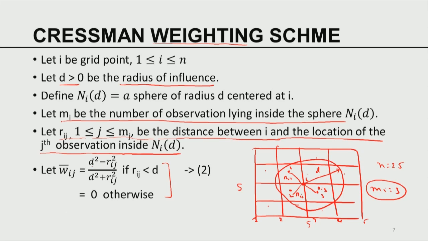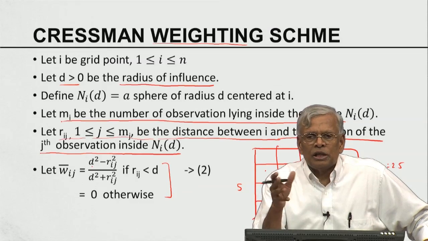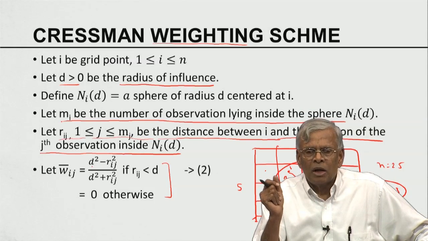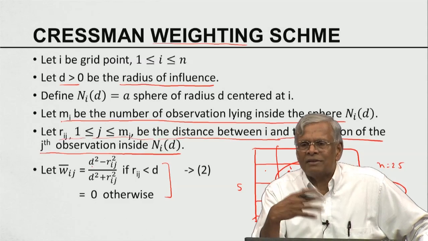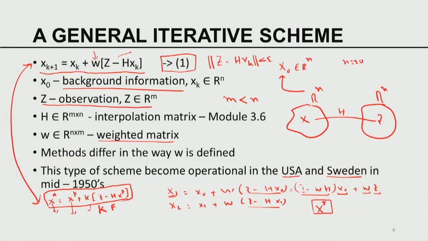There are very many differing methods for computing this weight. Bergthorsson and Döös picked the weight according to one formula. Cressman did another by another formula. In those days, if you look into the literature, there are at least half a dozen different ways of picking W. Mathematically speaking, all are equivalent. W essentially decides the strength by which I am going to update X_k to become X_k plus 1. In other words, how much weight it gives to the innovation.